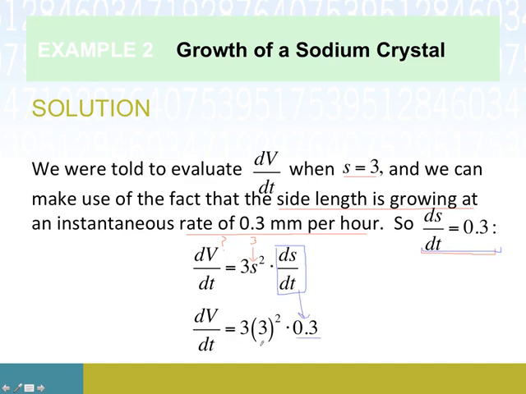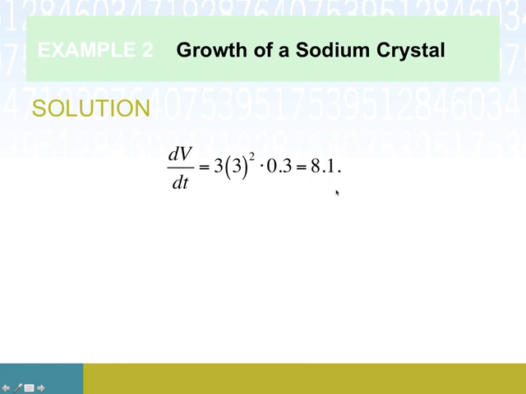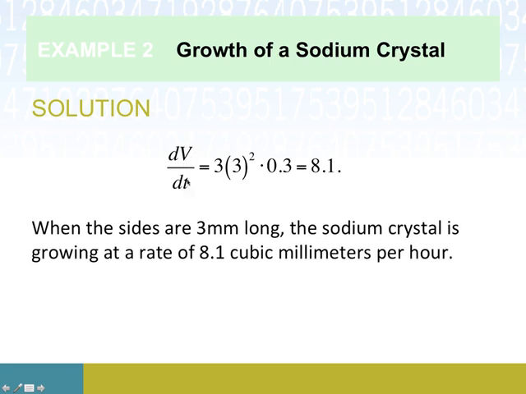And you might notice this whole right side has no variables on it anymore. So we can tidy all of that up to a nice round 8.1. And as always, trying to think about units. But we were given the side length was 3 millimeters. So our volume is going to be millimeters cubed, and then time would be in units of hours.